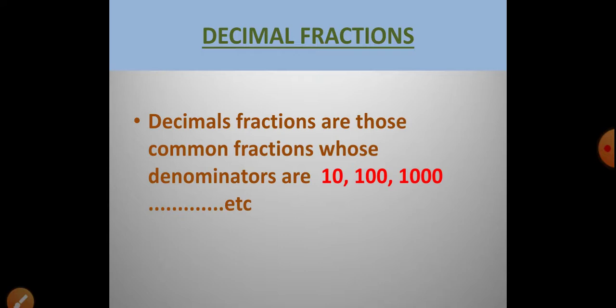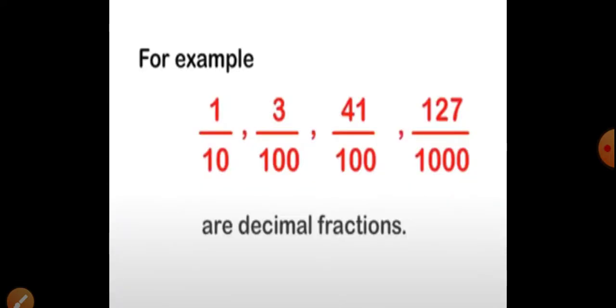Children, we have learned earlier about common fractions like 1/2 and 3/4. Decimal fractions are nothing but common fractions whose denominators are 10, 100, 1000, etc. For example, 1/10, 3/100, 41/100, and 127/1000 are decimal fractions.